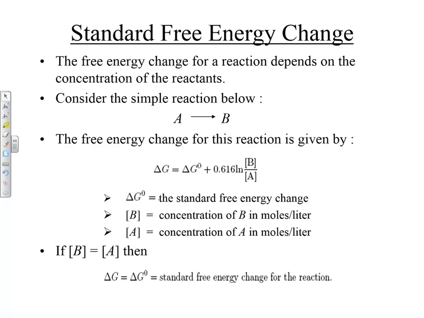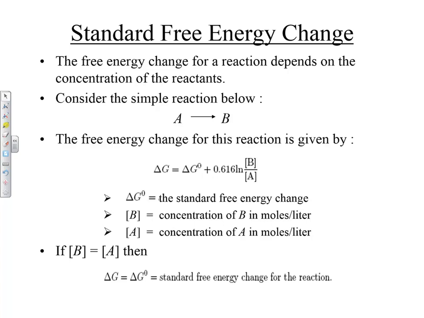The free energy change for this reaction is given by this formula. Delta G, the free energy change, is the standard free energy change, delta G superscript 0, plus 0.616 natural log of the concentration of B, that is the concentration of the product, divided by the concentration of the reactant. So here delta G superscript 0 is the standard free energy change. B within square brackets is the concentration of the product in moles per liter. A within square brackets is the concentration of the reactant in moles per liter.